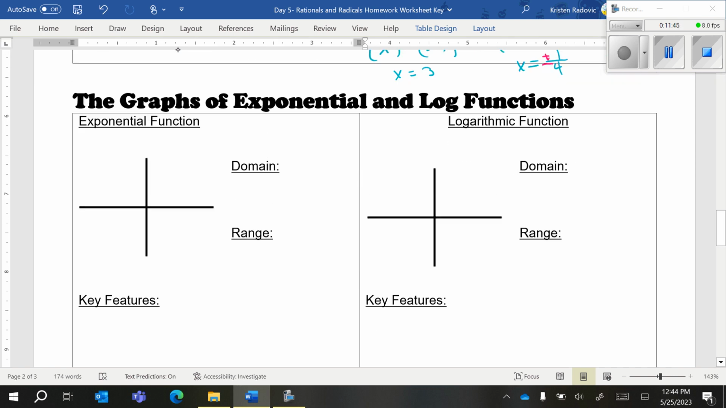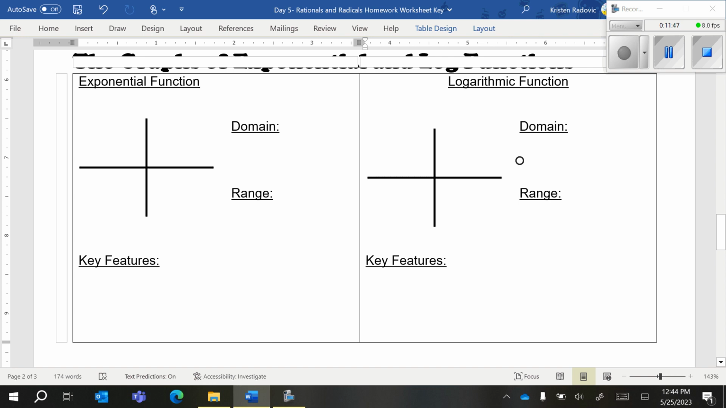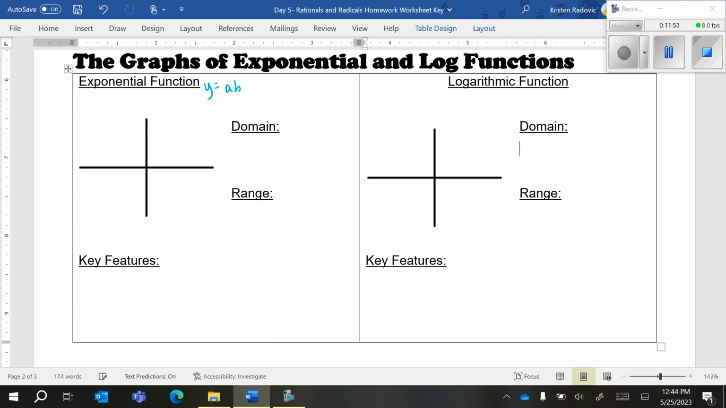Going on to the next one, the graphs of exponential and log functions. You do need to know that exponential functions, y equals ab to the x power, looks like this. Your domain is all real numbers from negative infinity to infinity. Your range is typically from 0 to infinity. It's really from your asymptote to infinity, because you do have an asymptote, and your asymptote is y equals.